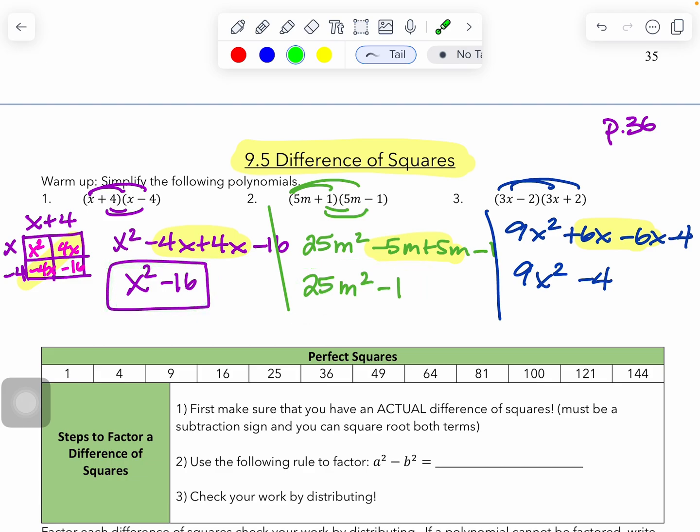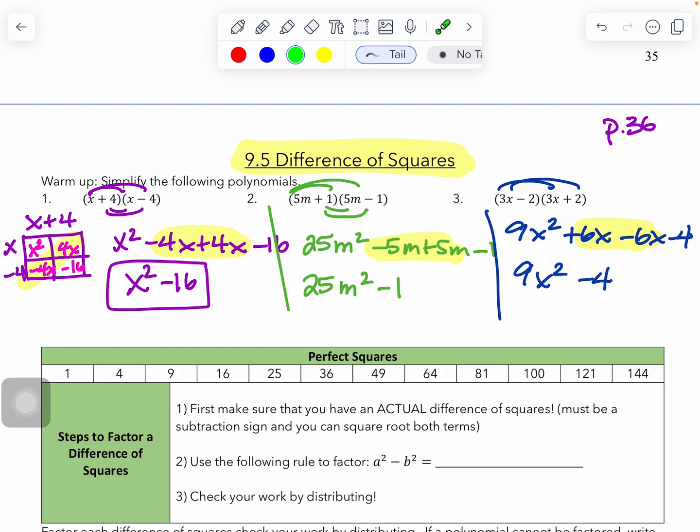And on our binomial, look, it's a perfect square and a minus sign. A perfect square, and a minus sign. The word difference means subtraction, right? So difference of squares means a perfect square minus a perfect square. That is a difference of squares.